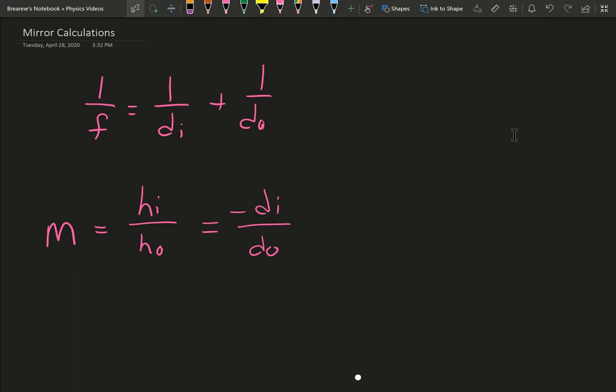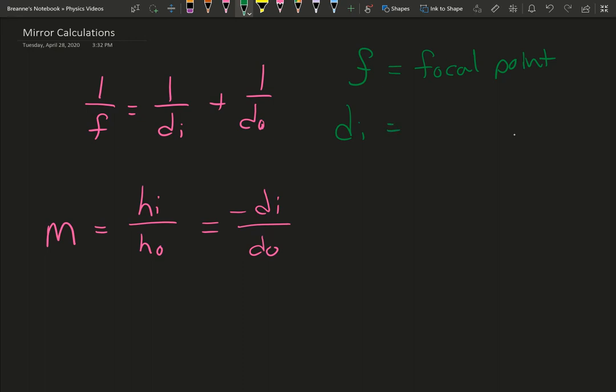We have 1 over f, which remember is your focal point, equals 1 over your distance of your image, plus 1 over your distance of your object. So your little fancy f, I know, we did a fancy little f for frequency. We're running out of f styles. Well, this one, your f stands for focal point.